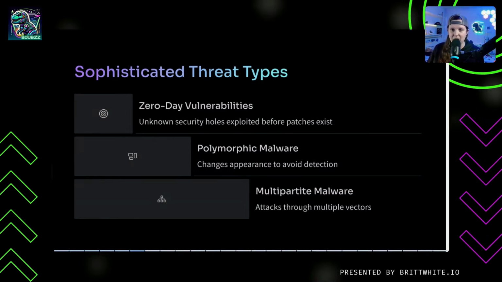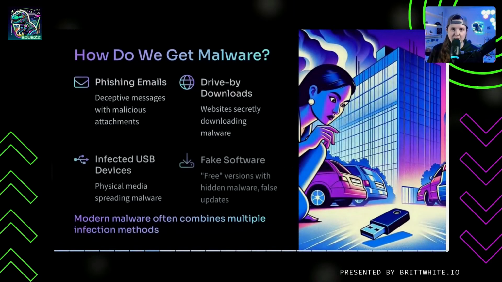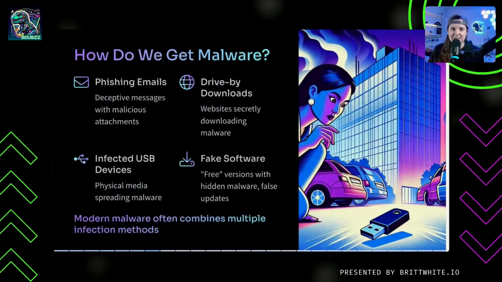Now, how does malware actually get onto our systems? For infection vectors, we see several common paths here. Phishing emails remain the most prevalent, using deceptive messages with malicious attachments and becoming even worse now that they are powered by AI.